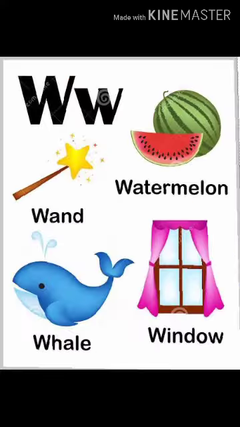The next letter is W. W, watermelon. W, wand. W, window. W, wheel. These all are pictures related to the letter W. Watermelon is a fruit. It is very sweet and very tasty.